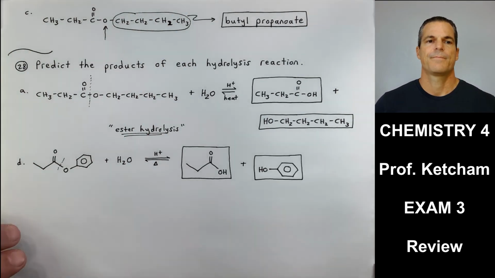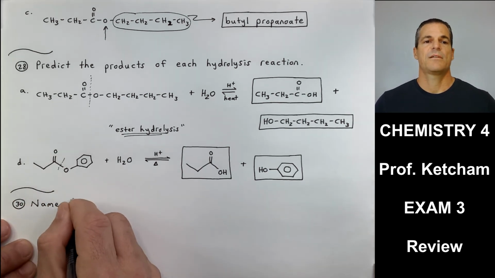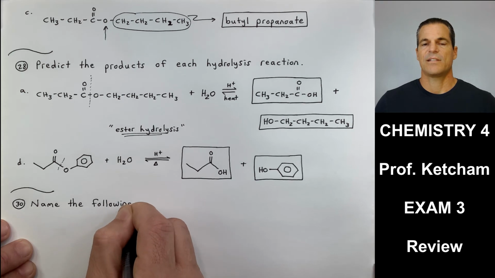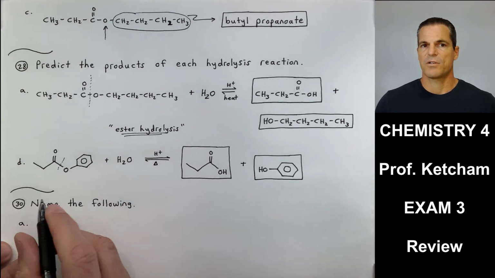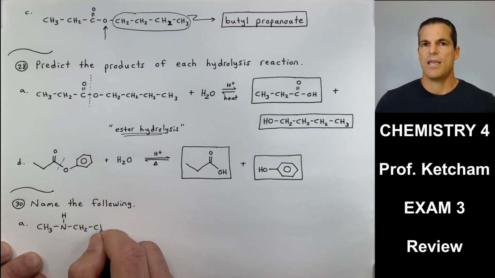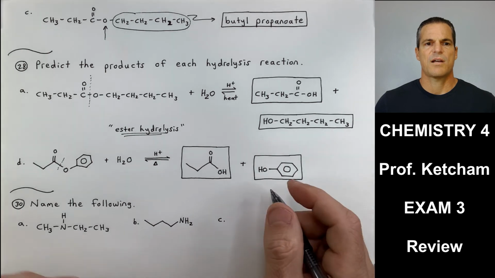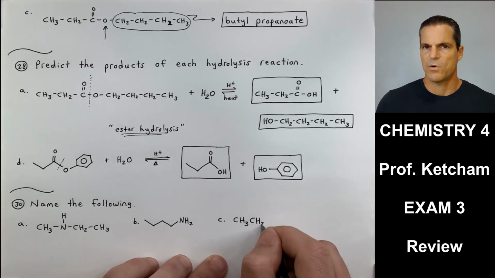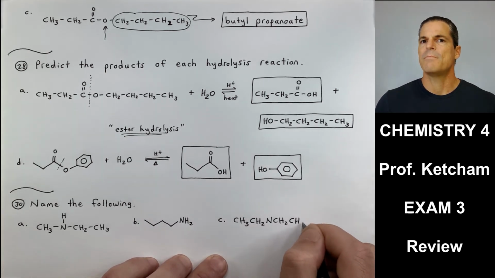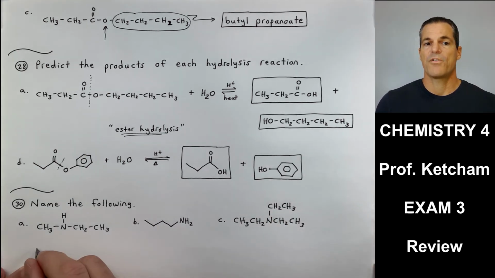All right. Question number 30 from chapter 14 says, name the following. If they want us to name something, they're going to have to give us the structure, whether it's a condensed structure or a line angle structure. So in these, I'm not seeing any C double bond O's anymore. These are amines, A-M-I-N-E. Okay, this is called methyl ethylamine.